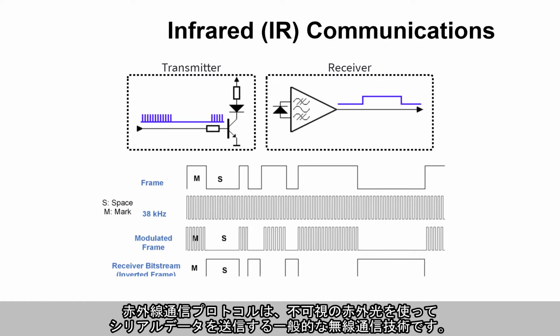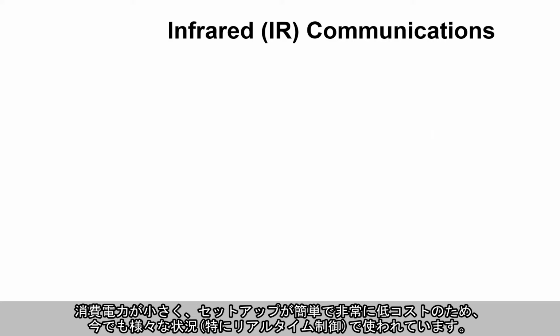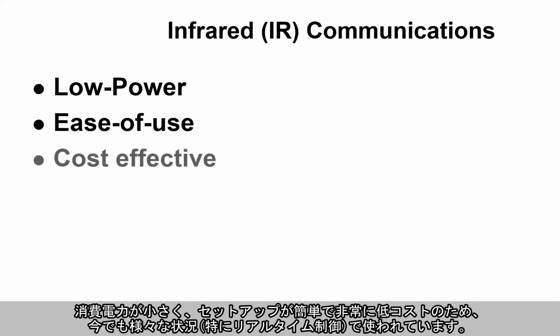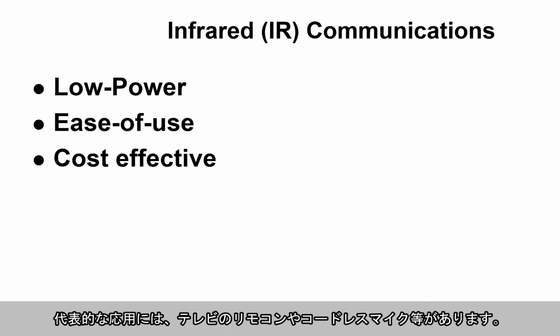Infrared communication protocols are a common wireless communications technology that involves sending serial streams of data through the manipulation of non-visible infrared light. It's still used in a variety of situations, particularly in real-time control applications, since it's low power, easy to set up, and extremely cost-effective. Typical applications include things like television remotes and cordless microphones.